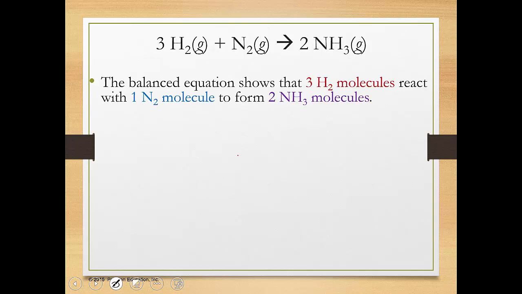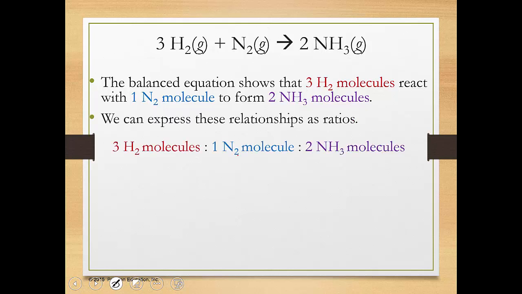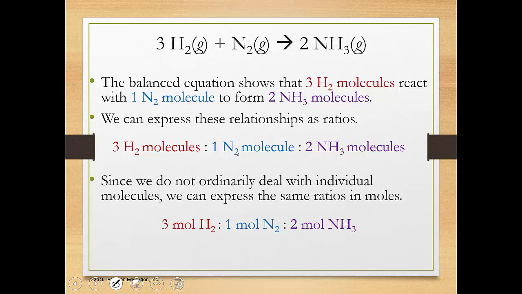All right, so I need 3 hydrogen molecules to react with 1 nitrogen molecule to form 2 ammonia molecules. That's the ideal case. Every one of those then can be expressed as a relationship of a ratio. 3 hydrogens to 1 nitrogen to 2 ammonias. Now, since we don't normally deal with just individual molecules, what we want to do is express that ratio in terms of moles, because remember, moles is our universal translator.